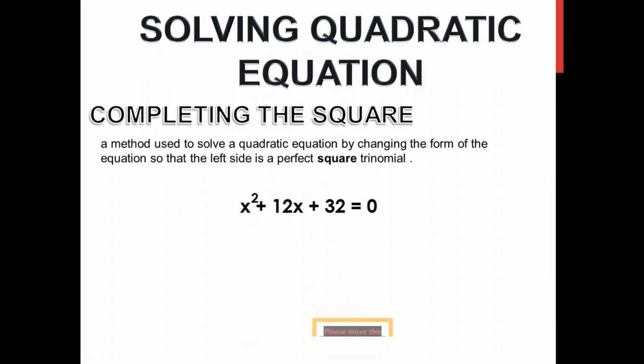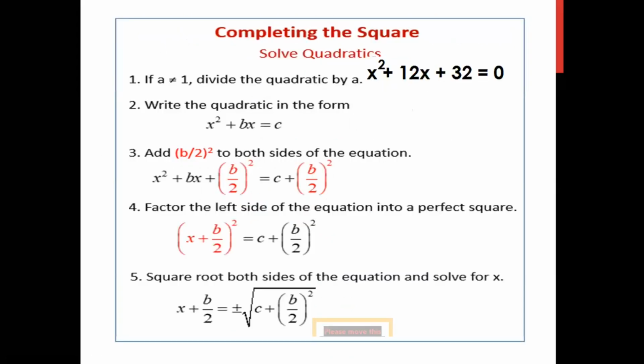Next, guys, is completing the square. It is a method used to solve a quadratic equation by changing the form of the equation so that the left side is a perfect square trinomial. This method is more complicated compared to the other methods that we discussed earlier. So we need to make the left side a perfect square trinomial. So these are the steps.